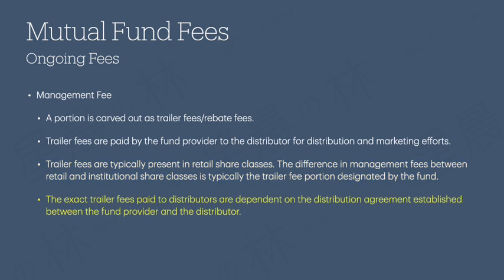The exact trailer fees paid to distributors, however, are dependent on a legal document called a distribution agreement that is established between the fund provider and the distributor. Continuing on the same example, the fund provider can come to terms to pay one distributor 0.5% trailer fees and another distributor 0.4% trailer fees for the same retail share class, assuming the first distributor can provide a larger business to the fund provider.